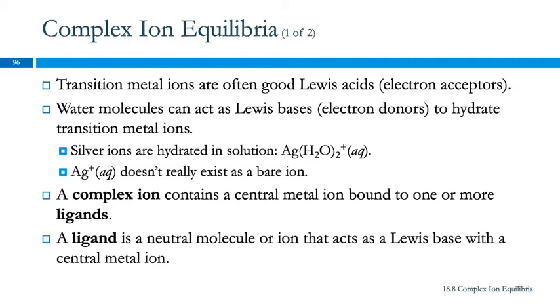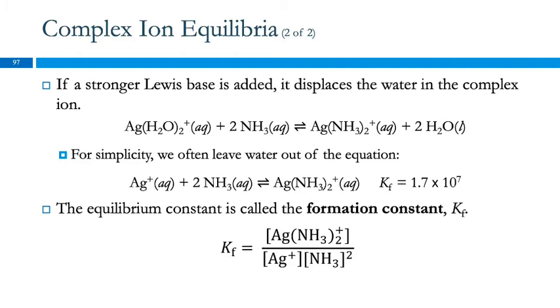In the green salt that we made, it was iron and oxalate, right? Iron was the central metal atom, and oxalate ions were the ligands bound to it. The ligand can be a neutral molecule, or it can be an ion that acts as a Lewis base. If we add a stronger Lewis base, it will displace the water in the complex ion.